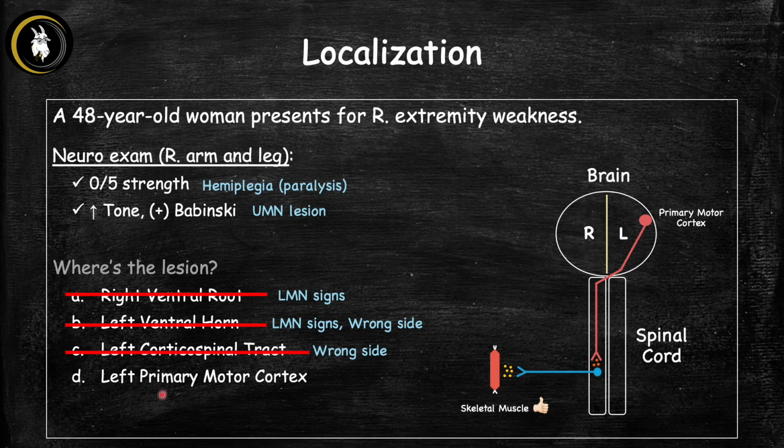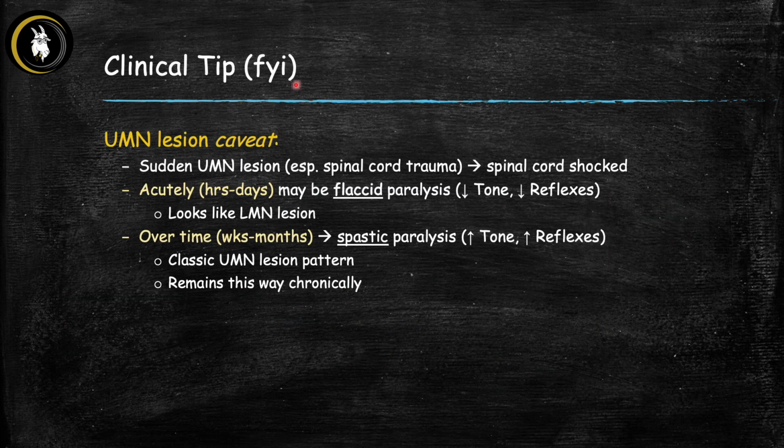So that means that choice D is the correct answer, a left primary motor cortex problem, and that makes sense because the primary motor cortex is above the decussation point, so a lesion would give us contralateral weakness. So a left primary motor cortex problem would give us right-sided weakness, which is what this patient has. So using your knowledge of the upper and lower motor neurons, you were able to figure out this case and localize the lesion.